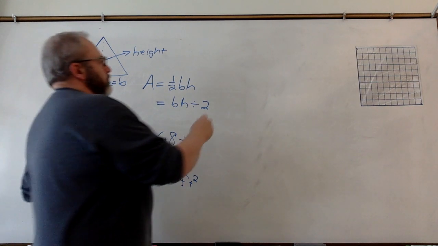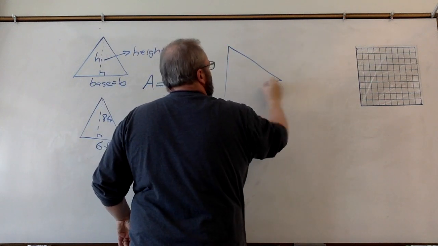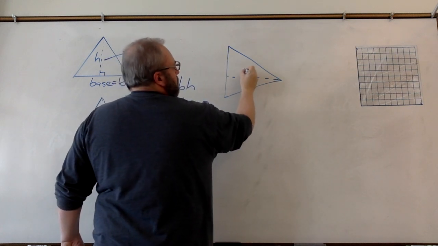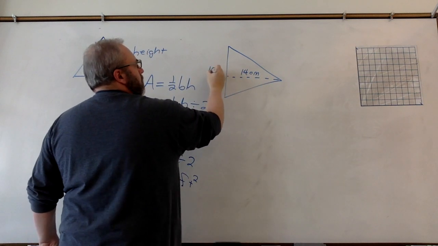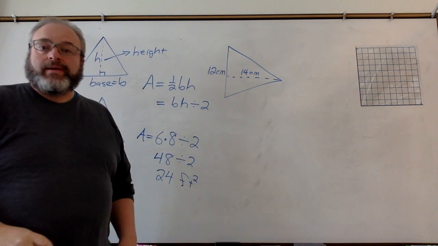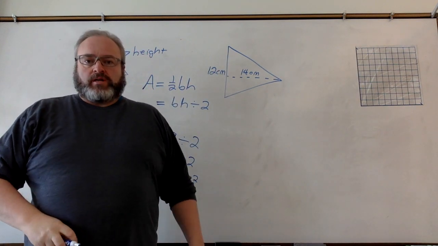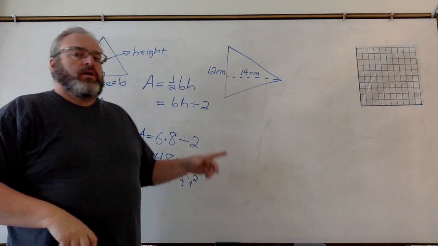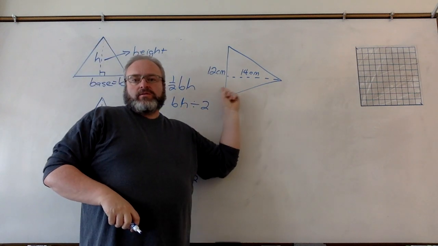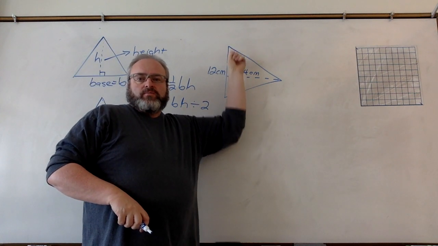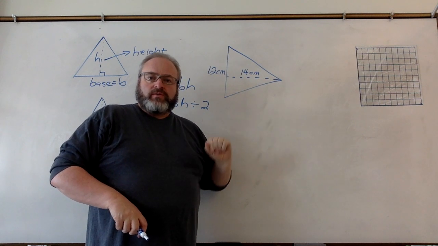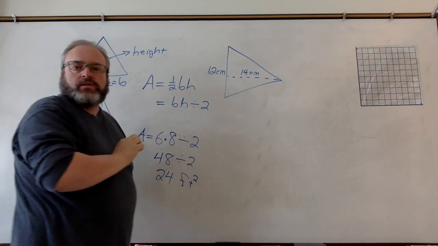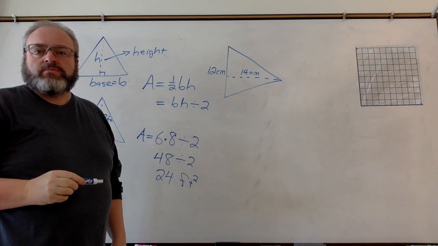Let's do another one. Okay, now, notice this triangle is turned on its side. That's okay. You just need to recognize where the base is and where the height is. Since it's on its side, the height is located here. It's the 14. And the base is the 12. Don't let that fool you. Now, this time I'm going to show you how to use this formula just to show you that it really doesn't matter which one you do.